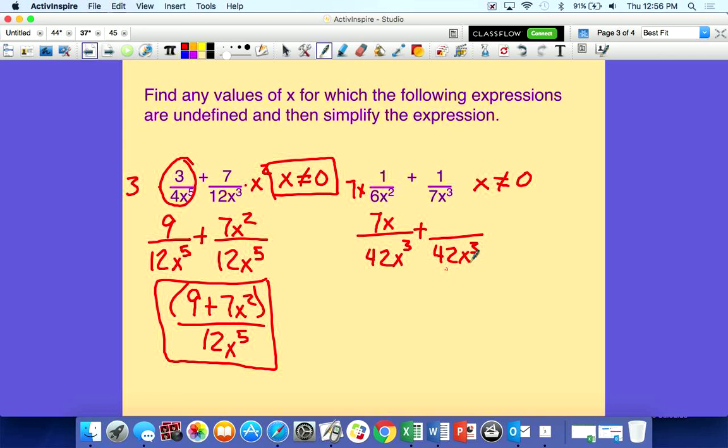Over here, this one, 42x cubed. This, we're going to have to multiply by a 6.